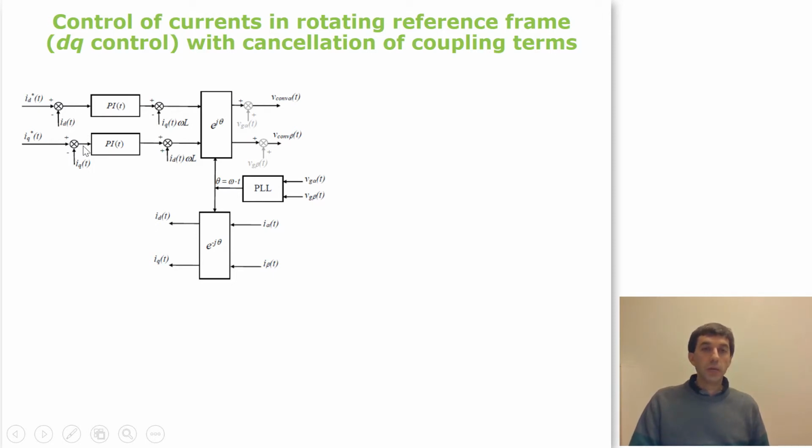So from here, we calculate the error, and in this case, we will use PI controllers in DQ reference frame. After the outputs of these PI controllers, we will cancel the coupling terms, which later we will see where they are coming from. And finally, we have the D and Q component voltage references that, again by means of the theta angle, we need to change into the alpha beta reference frame, and here again we have the typical feed-forward term of the alpha and beta voltages from the grid.